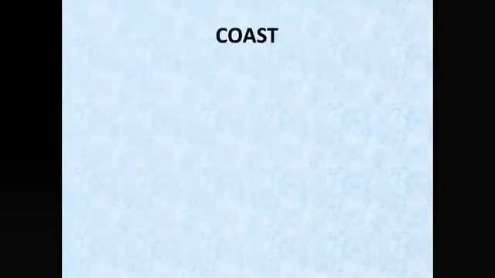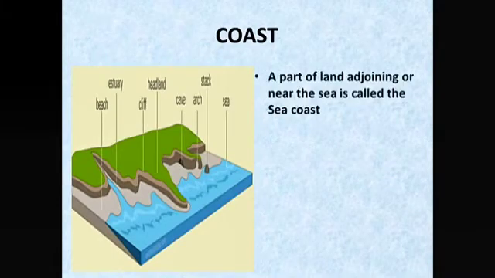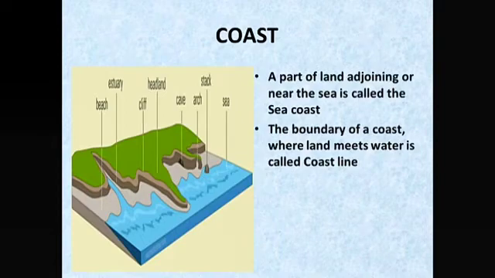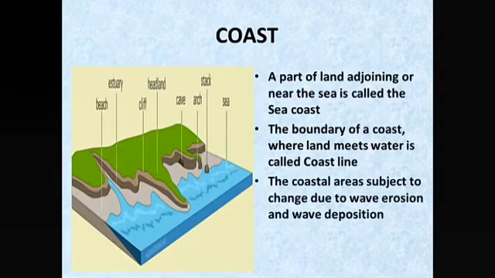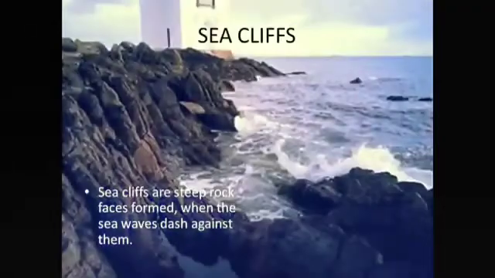Next, we are going to see about coast. A part of land adjoining or near the sea is called the sea coast. The boundary of a coast where land meets water is called the coastal line. The coastal areas are subject to change due to wave erosion and wave deposition. The erosion and deposition of sea waves give rise to coastal landforms. Sea cliffs.